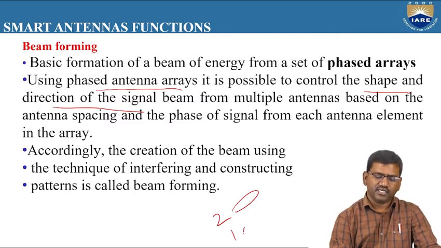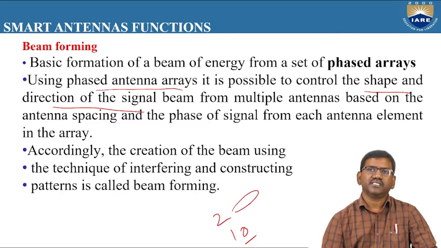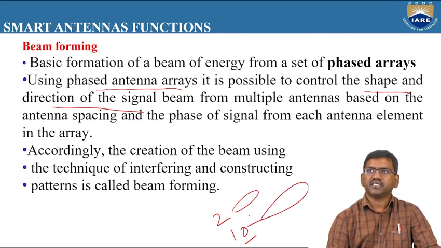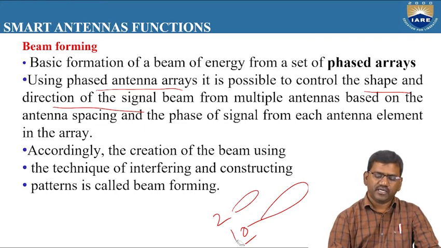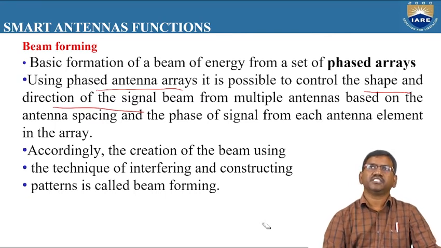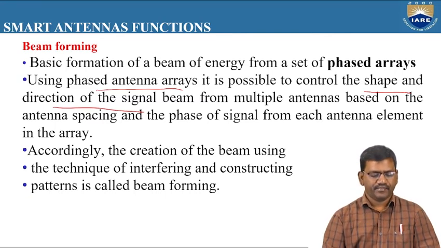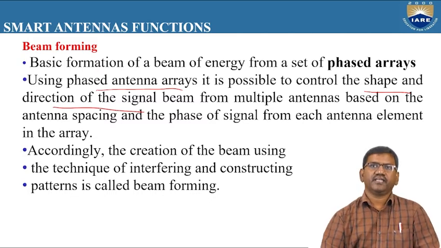Similarly, if you increase the number of elements, if you combine 10 elements in an array, then the directivity can be increased. That means the distance of propagation can be increased in one particular direction. That is, the directivity can be achieved effectively. So here the creation of a beam using this technique of interfering and constructing patterns is called beam forming.